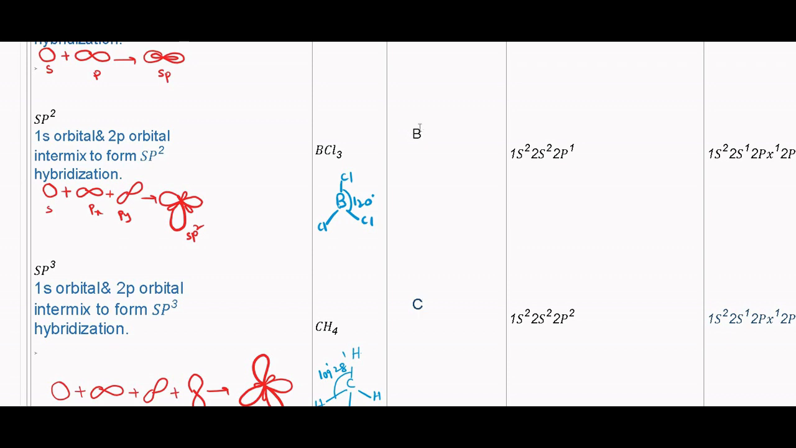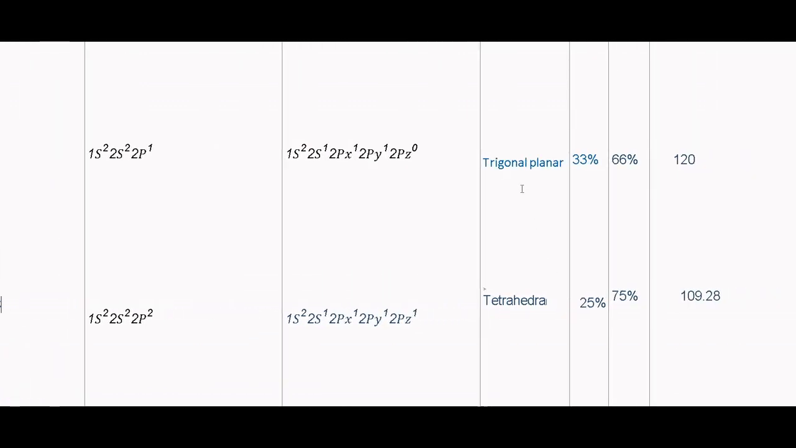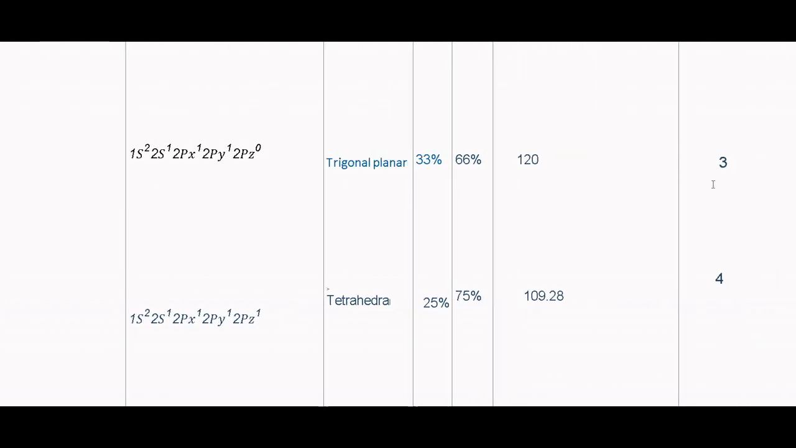In BCl3, the central atom is boron. Ground state electron configuration is 1s2, 2s2, 2p1. In the first excited state, what happened? The electron from the 2s orbital shifted to the 2py orbital. So in the first excited state, the electron configuration is 1s2, 2s1, 2px1, 2py1, 2pz0. The shape of sp2 hybridization is trigonal planar. In sp2 hybridization, s character is 33%, p character is 66%. Bond angle is 120 degrees. Number of sigma bonds is 3.